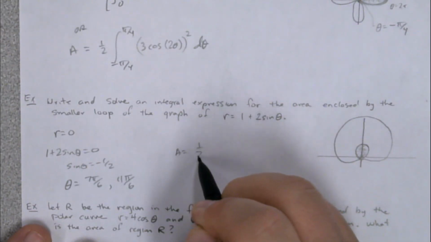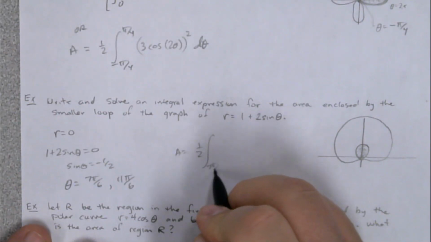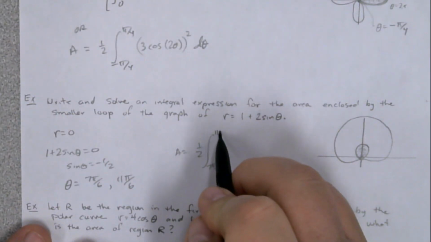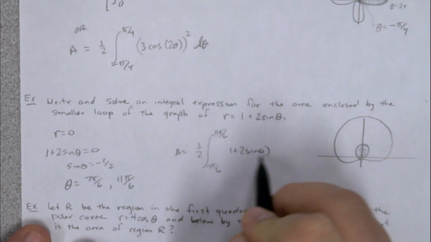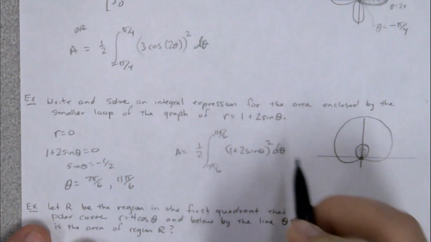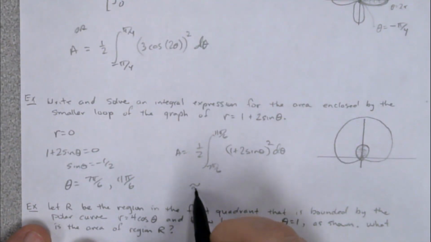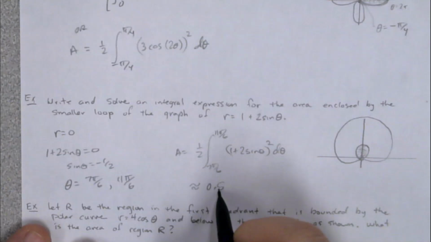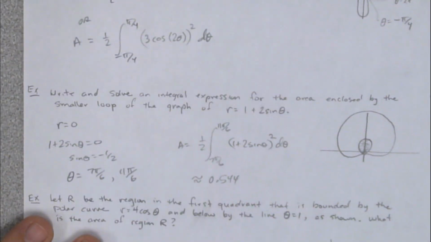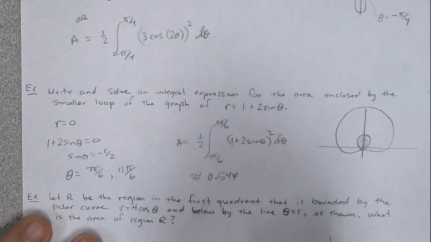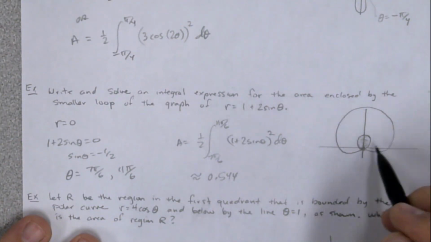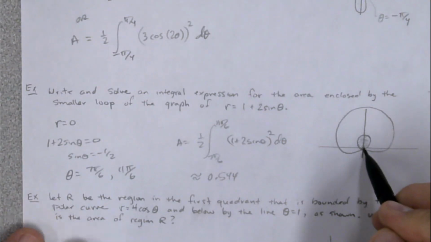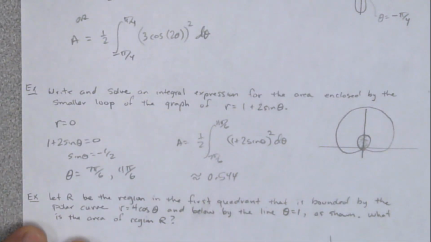So here's the 1/2, 7 pi over 6, 11 pi over 6, 1 plus 2 sine of theta squared d theta. And we can use a calculator again to work those out and get that answer right there. So we have to find that point where they close the loop. So the loop starts and ends when? That's the angle stuff that you need to focus on.